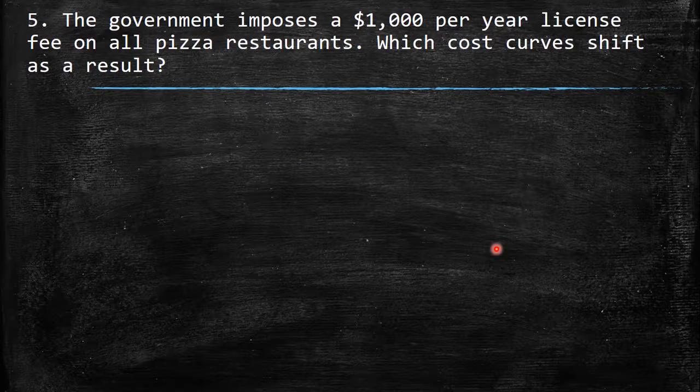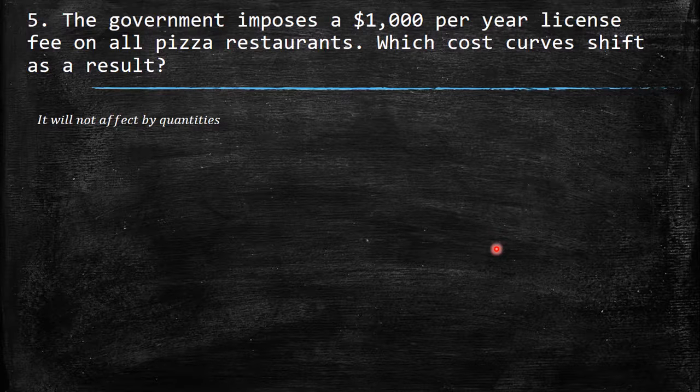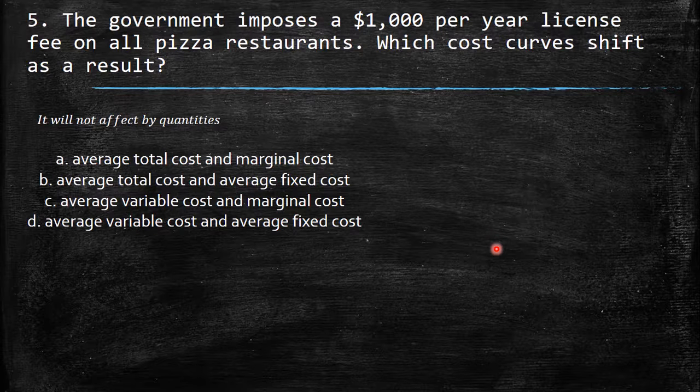Okay, then the 5-1: the government imposes a 1,000 per year license fee on all pizza restaurants. Which cost curves shift as a result? Then the important thing is that it will not affect any quantities. So why? Because it doesn't matter if one restaurant produces and sells 1,000 pizzas, another one sells 500 pizzas. Anyway, they need to pay the same quantity. So for this reason, this is the fact that everyone needs to pay.